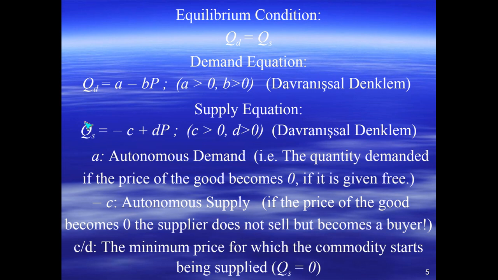And C over D, we can also derive from this equation the minimum price that the producer wants to produce. QS is 0, minus C passes to the other side, and divided by D, we obtain P minimum, which is C over D. This is the minimum price for which the commodity starts being supplied. We can obtain it by putting QS equals 0 in this equation.